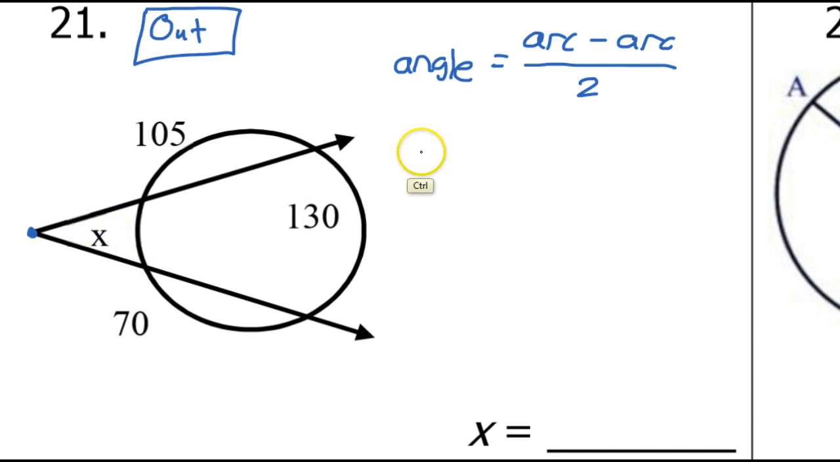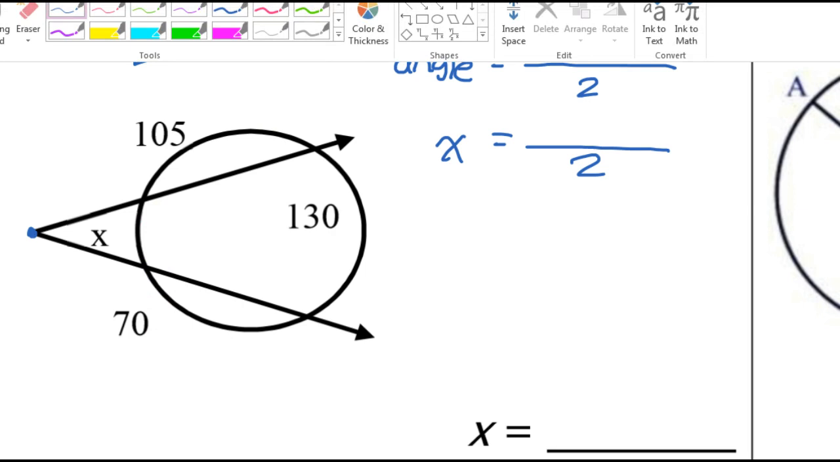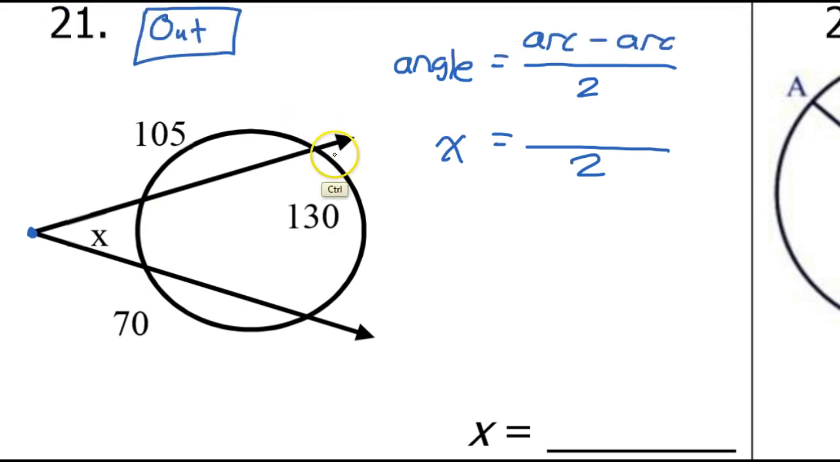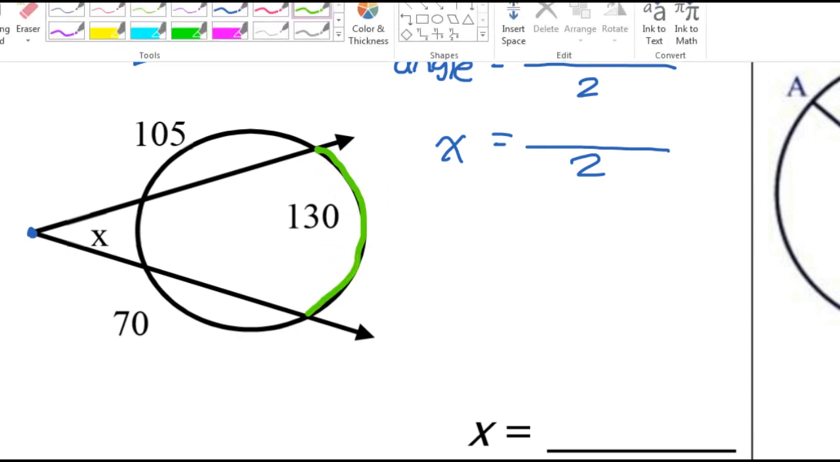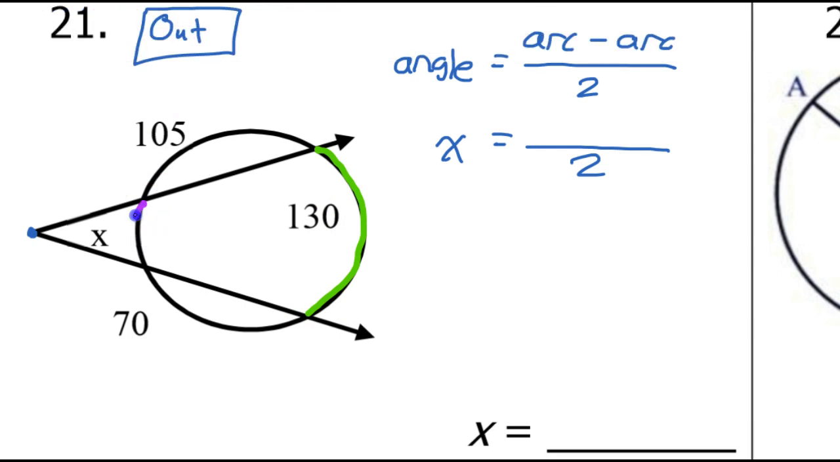The angle is what I'm looking for, so that's helpful. X equals arc minus arc divided by 2. Now, got to be careful. One of the arcs that I need is currently missing. So understand this. This green arc is one of the intercepted arcs. You can see how it's fitting snugly inside the angle. This purple arc is the other arc that I need. They didn't give me the purple arc, so I need to do a quick calculation to find it.